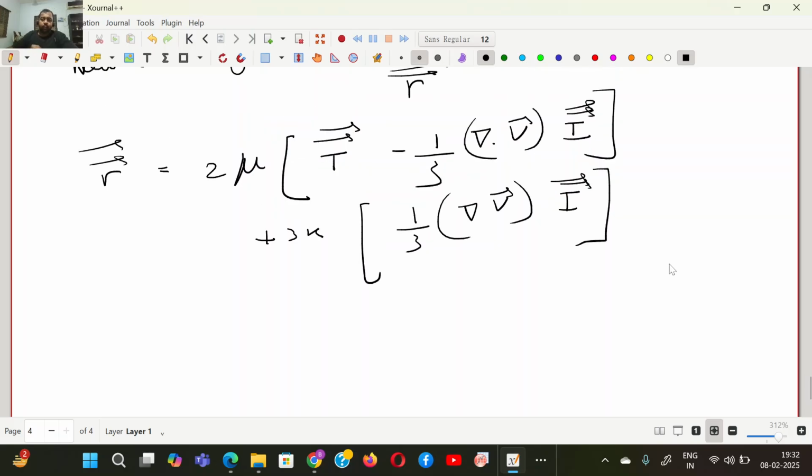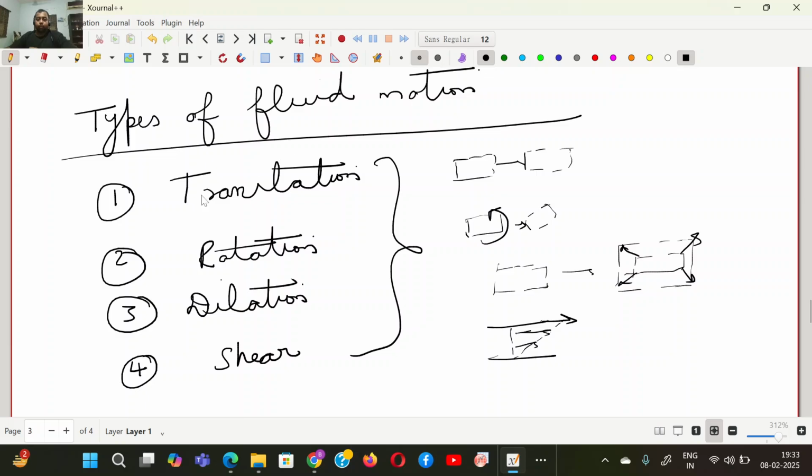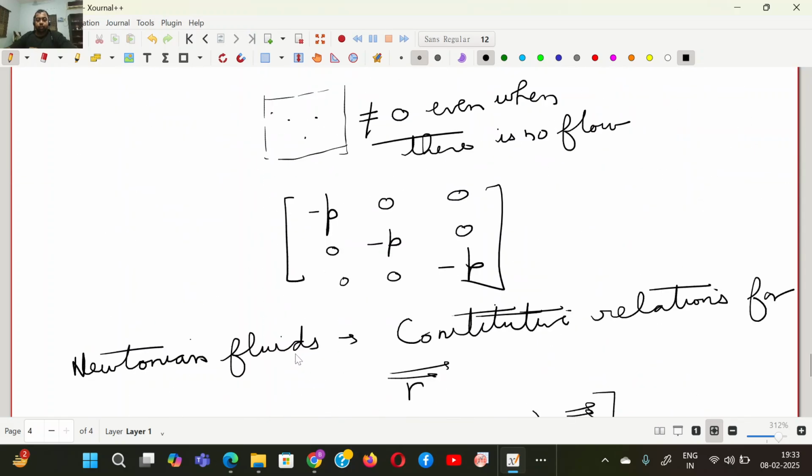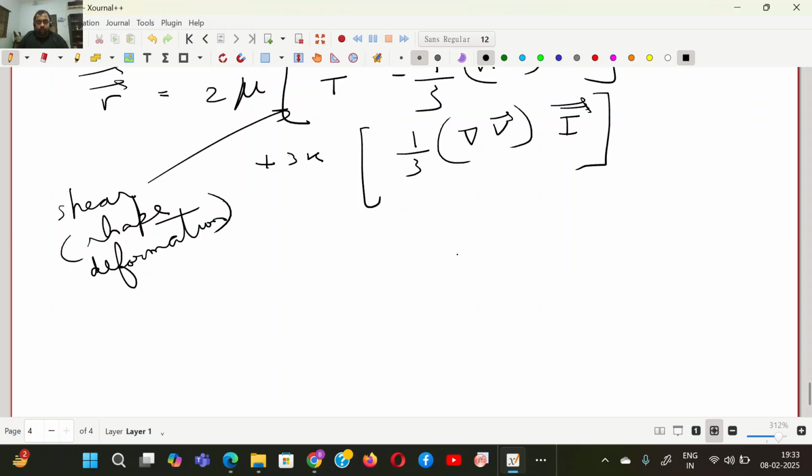The first term that you see here is because of shear or shape deformation. I showed you four types of fluid motion and we have defined shear. Because of that, the stress that develops is given like this: 2 mu into the rate of strain tensor minus 1/3 divergence of velocity into I, where the identity tensor is just a diagonal matrix with ones on the diagonal. The second component, 3k into this one, is due to dilation.